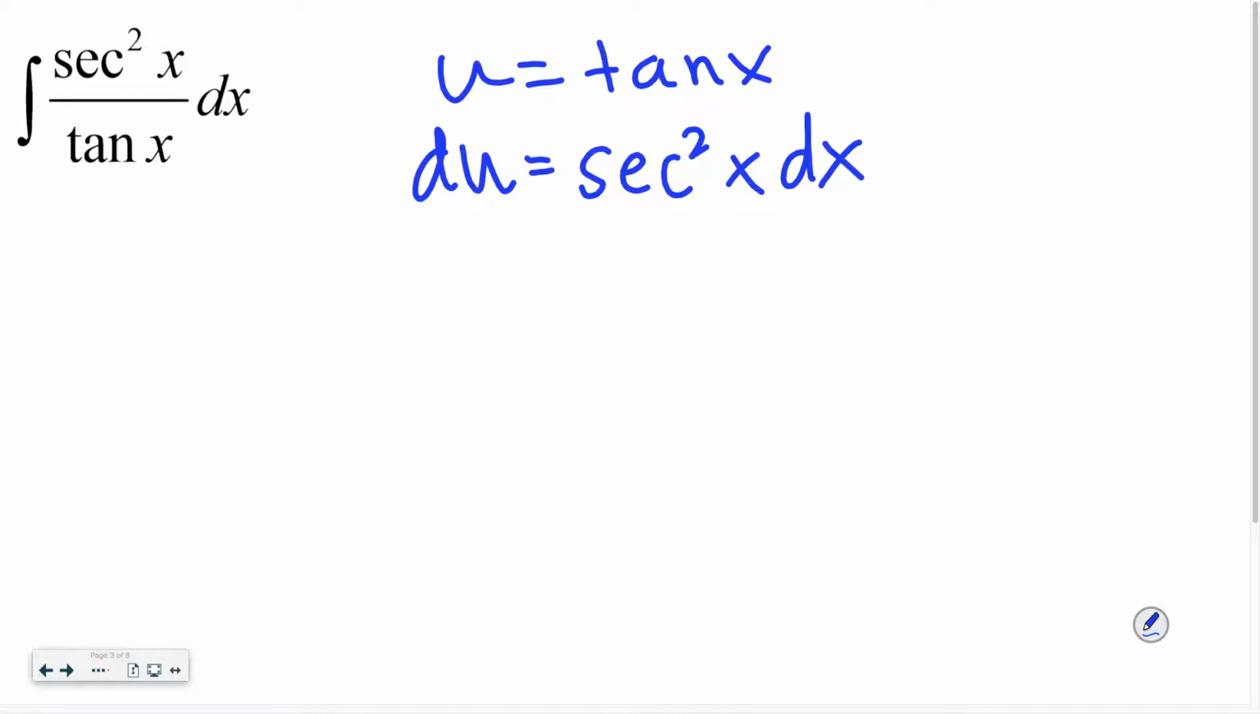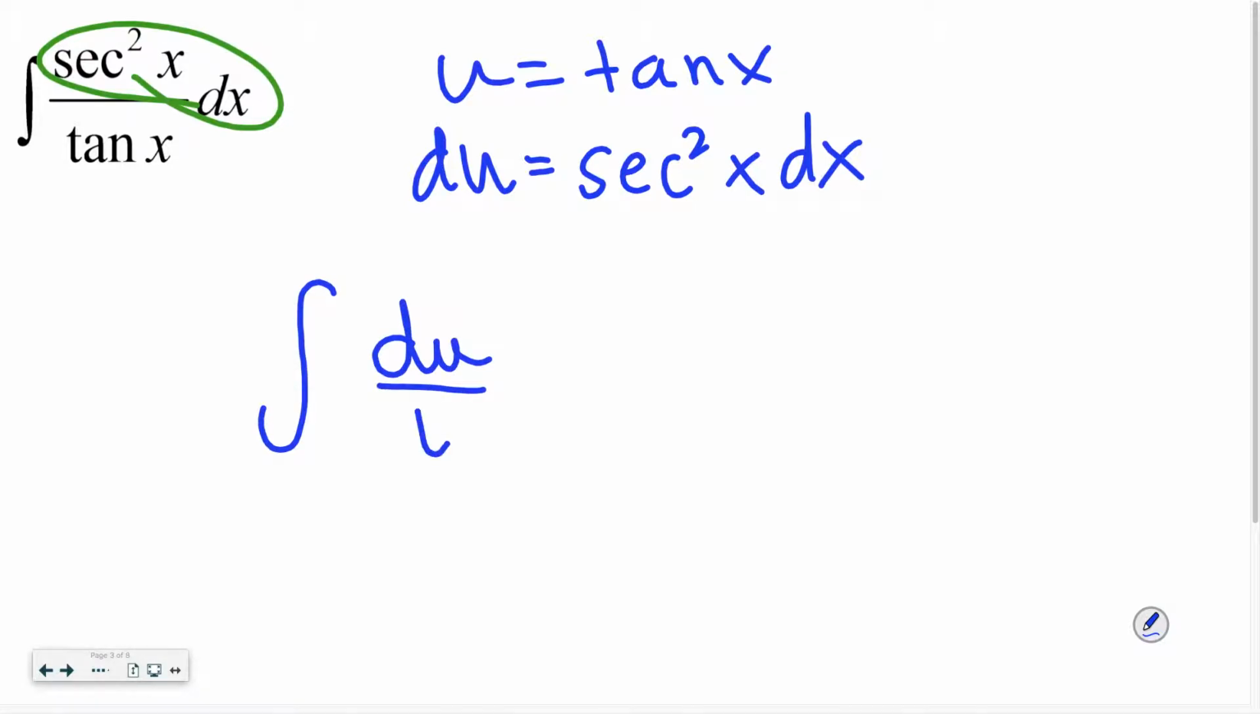Does that make sense? So we have secant squared x dx. That gets replaced with du. I don't really like writing it this way.